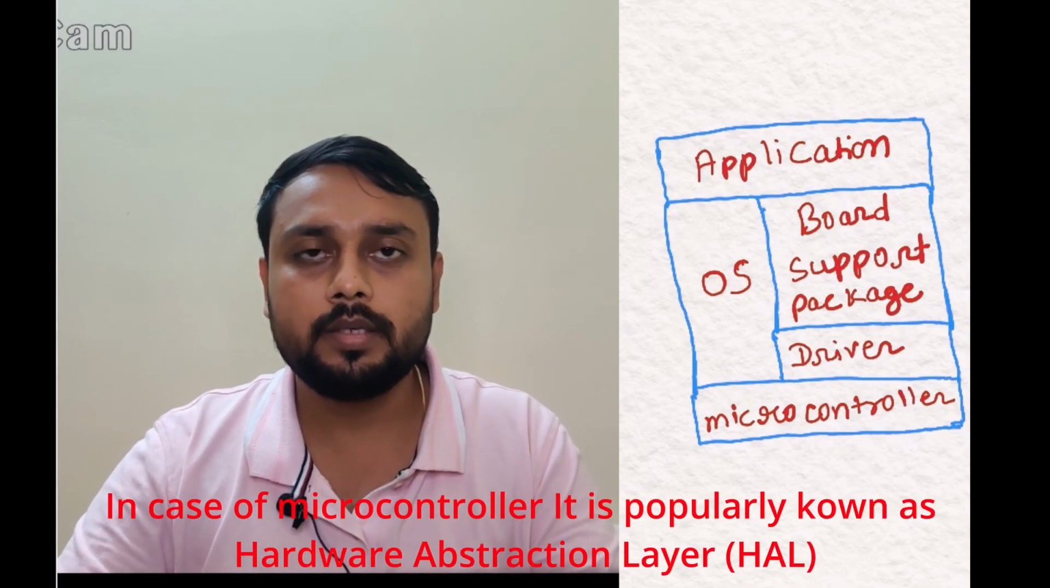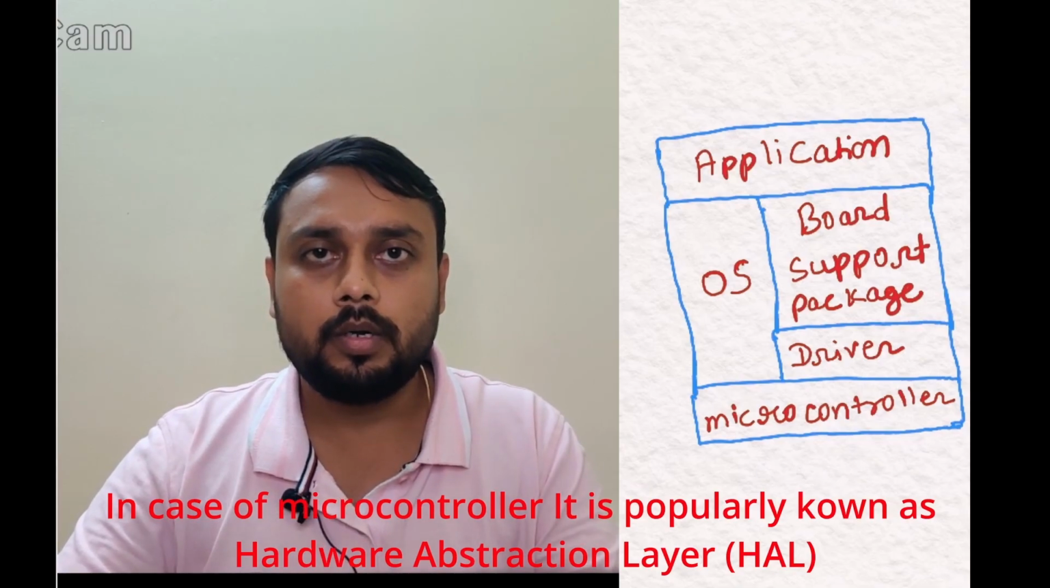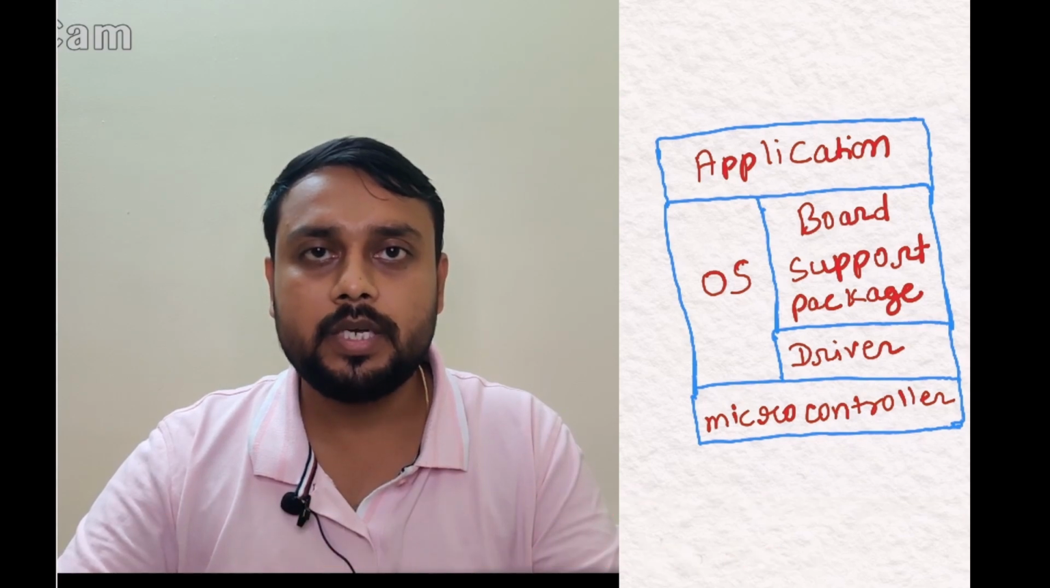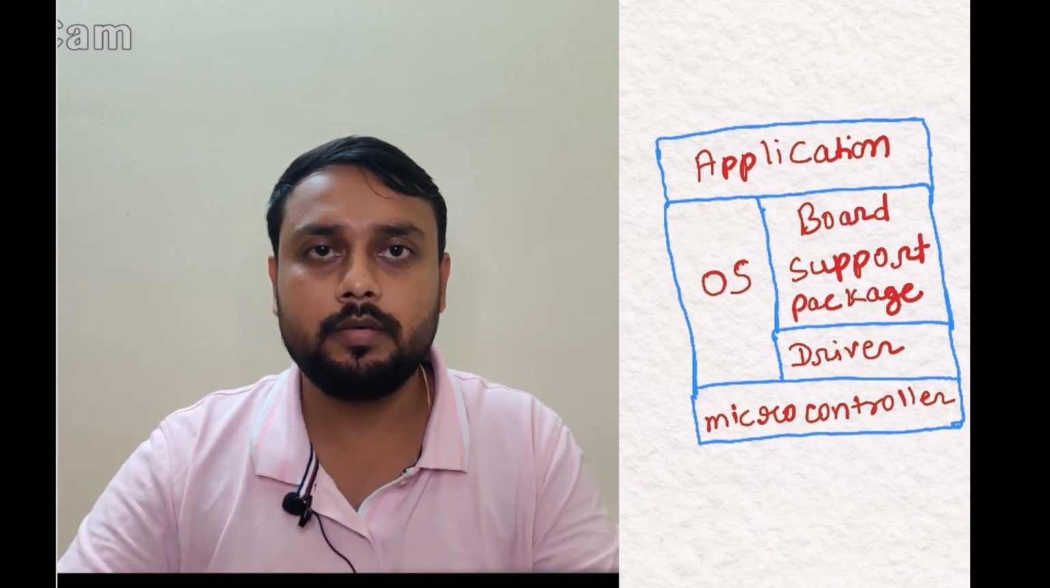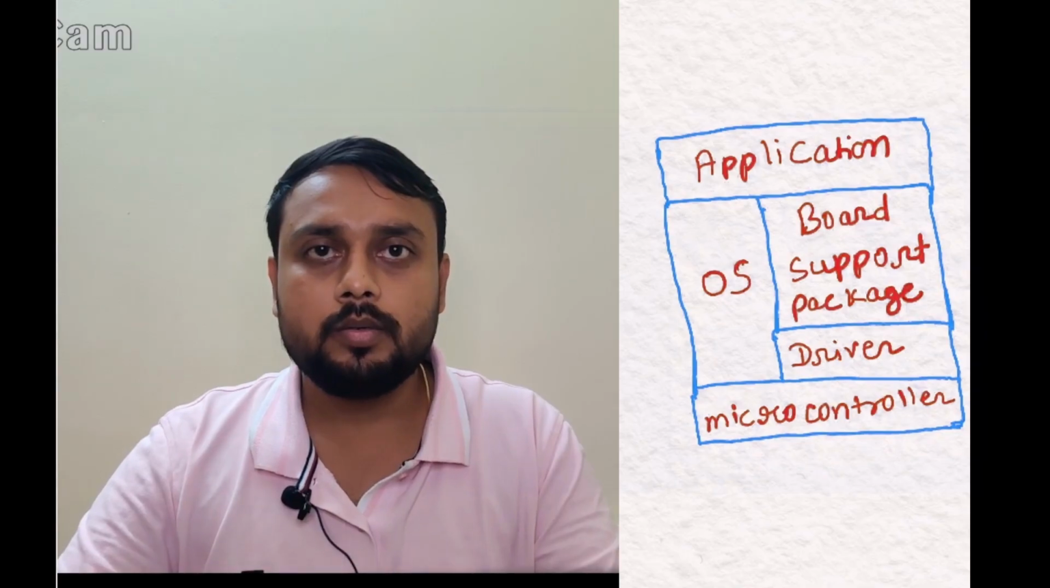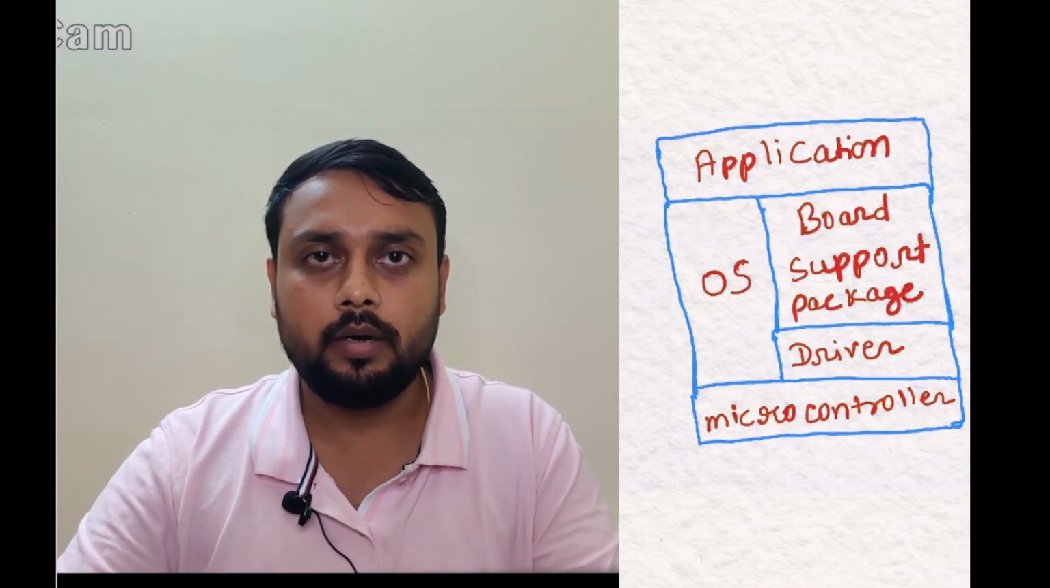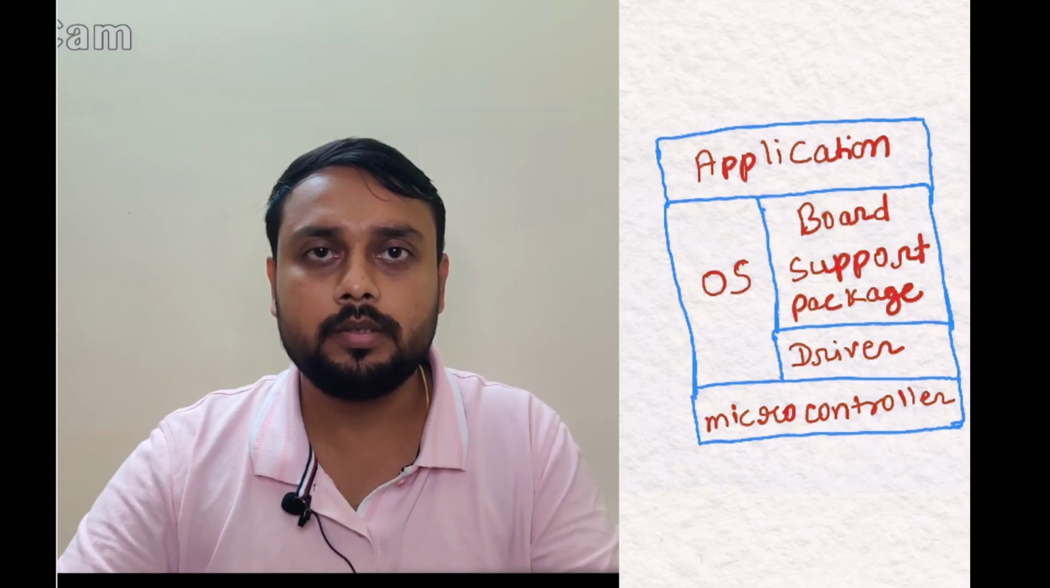Board support package is nothing but, on your board, what all components are available, and to create an abstraction for those components we write the board support package. Beside the board support package and driver, we have the OS, which is the operating system. The operating system is connected to the hardware directly, because it will be directly manipulating some registers in the controller. And on top of this, we have our application layer.